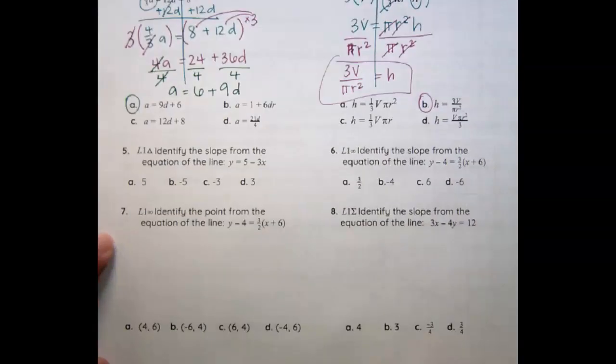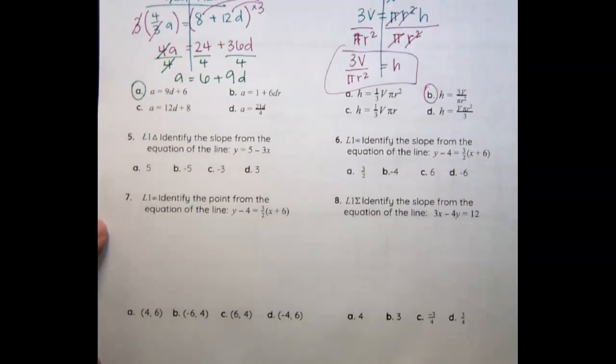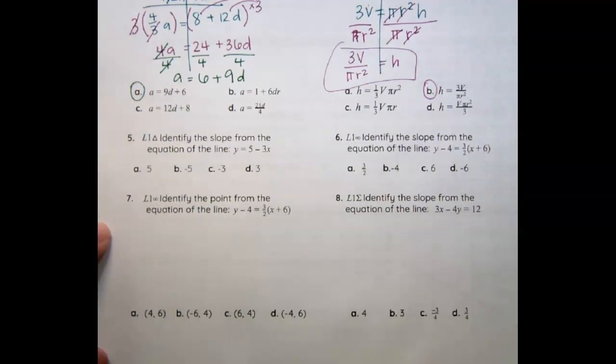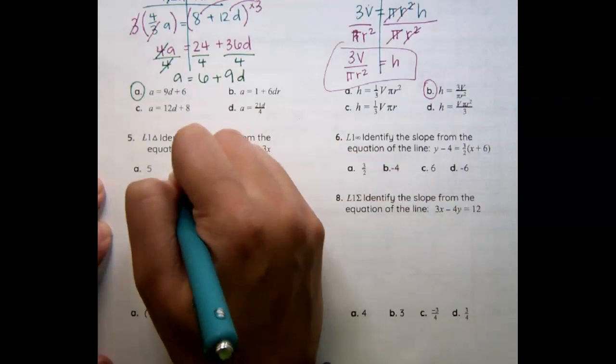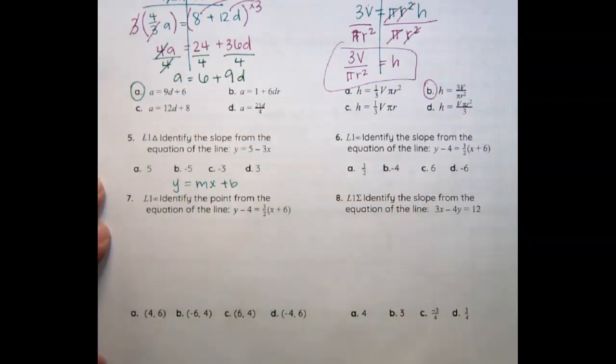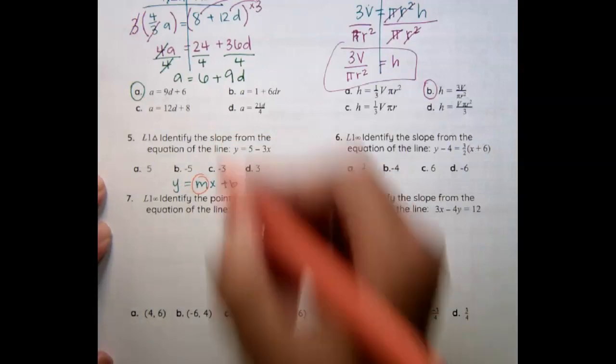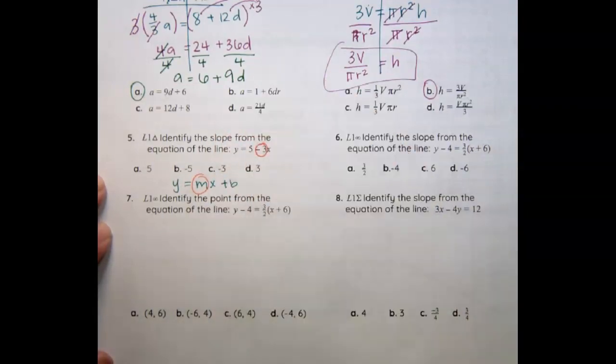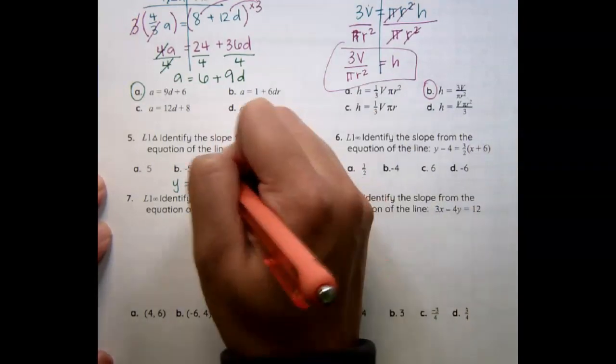All right, moving on. Those were all solving. Now we're getting into slopes and points. Number 5 says identify the slope from the equation of the line. This is in slope-intercept form, which is y equals mx plus b. My slope is always in front of x, which is the variable m. So all I do is look in front of x, and I see -3, so my answer is C.